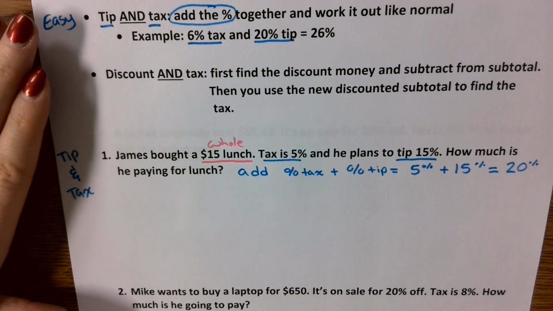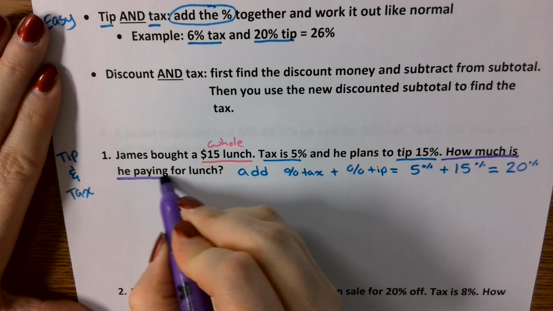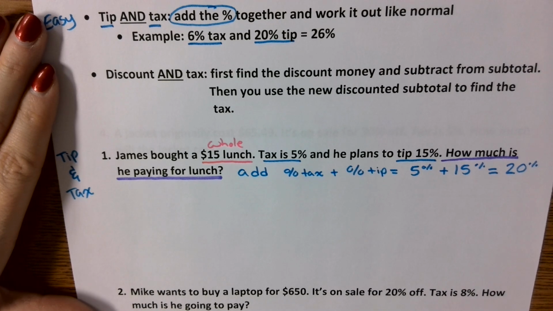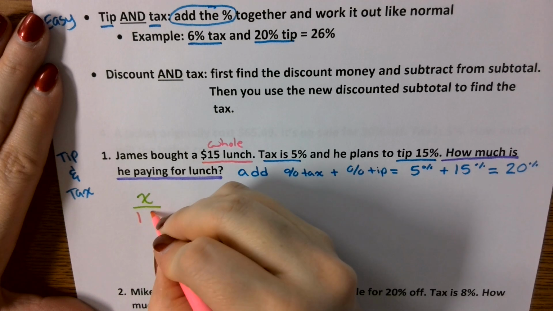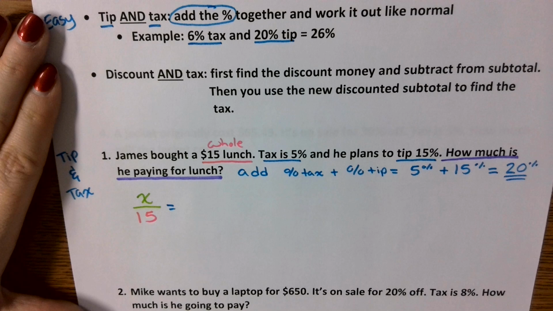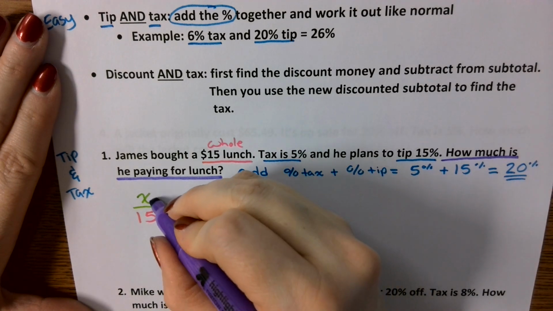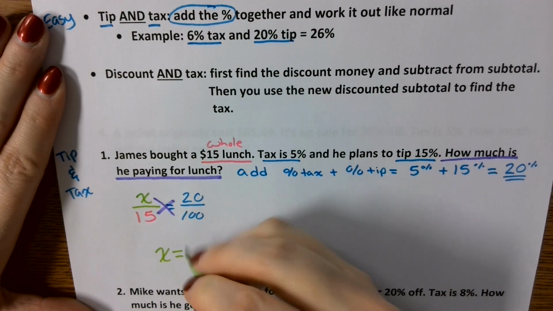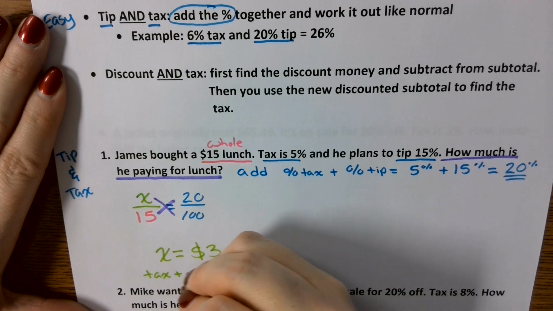Now we can set up the problem. We want to know how much he is going to pay for lunch. So he has to buy the lunch, and then he's going to pay 20% for tip and tax. So we're going to go ahead and set it up as X over our whole, which is 15, equals our percent. Remember, our percent is now 20% over 100. And then we do our cross product. Again, once we do our cross product, we're going to find out that X is going to represent $3. That is our tax plus our tip.